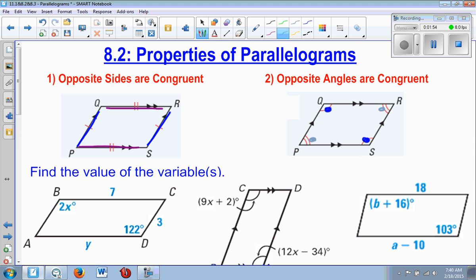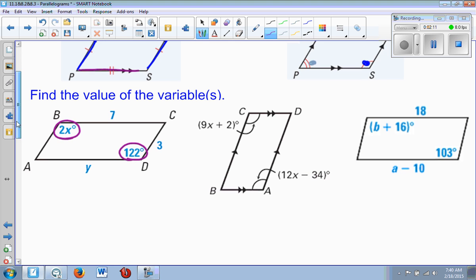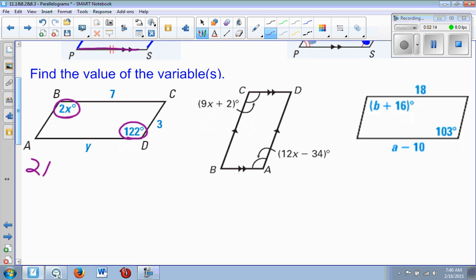So what we're going to do in the couple of problems below is use those properties in order to solve for the variables. In the first problem here on the left, to solve for x, angle B and angle D are opposite angles in a parallelogram, which means from the property above, they are congruent to each other. So if I take 2x and set it equal to 22, I can easily solve for x by dividing by 2. You get 11. If I want to figure out the value of y, it is a side length, and so is 7. They're opposite sides in a parallelogram, which means they have to be congruent, so y is simply 7.